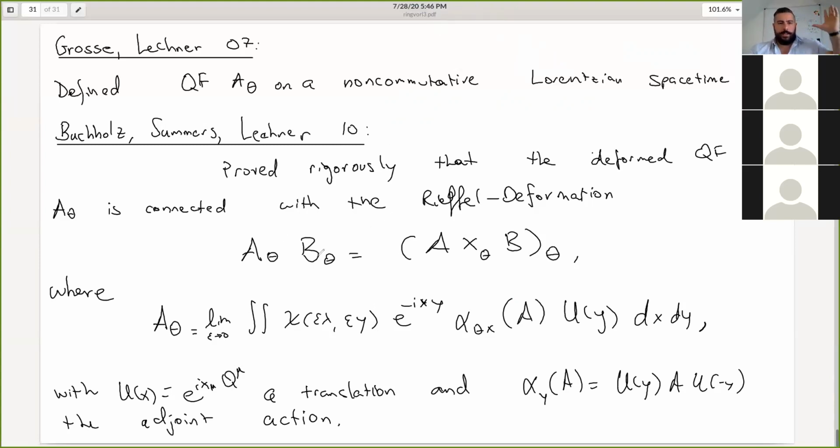Right, so Buchholz and Summers proved rigorously in 2010 that the Rieffel deformation is connected with these deformed fields of Grosse and Lechner by the formula: A_theta B_theta is equal to the Rieffel product of A with B, and the whole thing deformed again, and the deformation is given by that. Okay, now I will tell you a little bit what we can do with that. Before that, I think, or maybe, wait, let me see if I can stop.